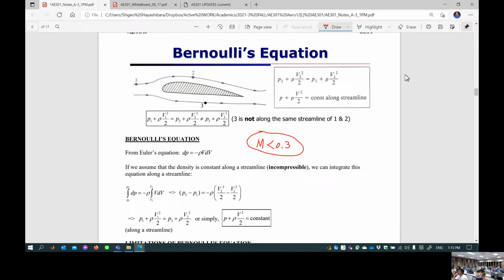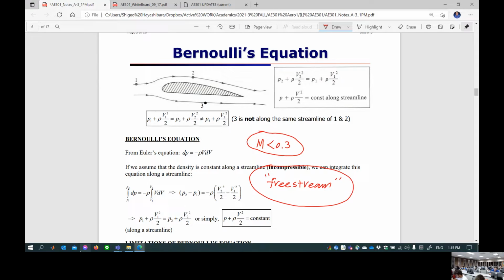It depends. In other words, this one is really far away from the presence of the body. What do you call that kind of flow? Free stream. Important idea. Free stream. Repeat after me. Free stream. This is an important concept.